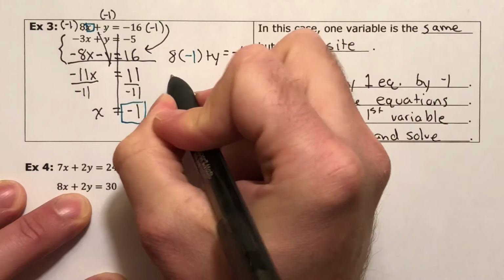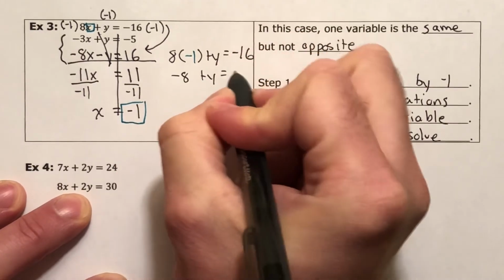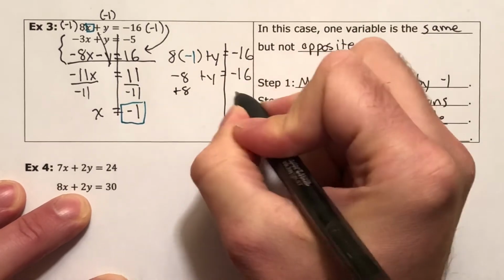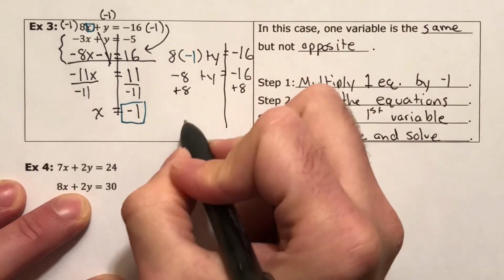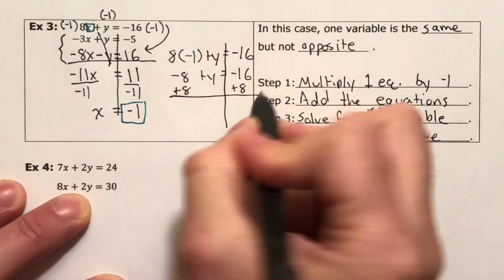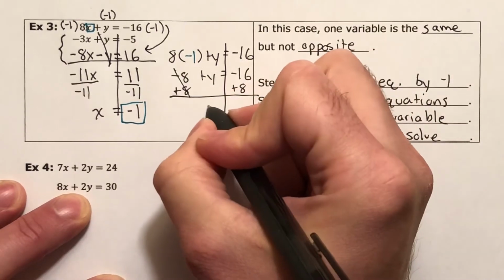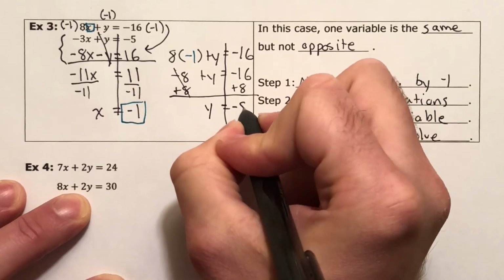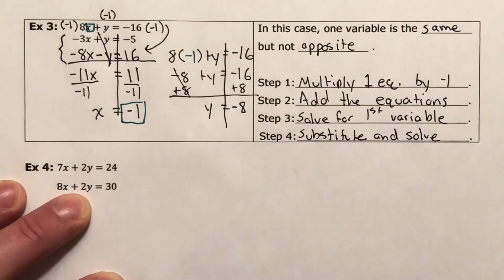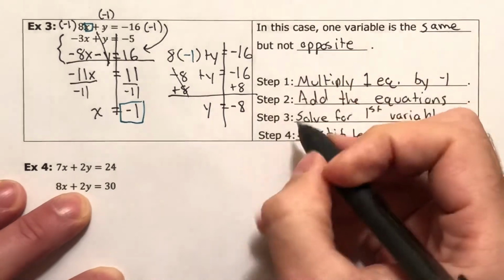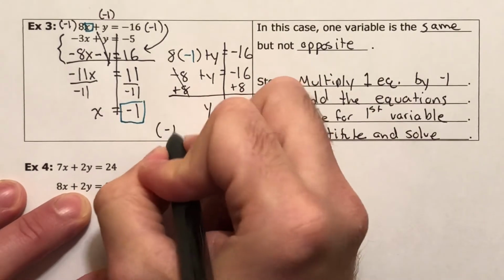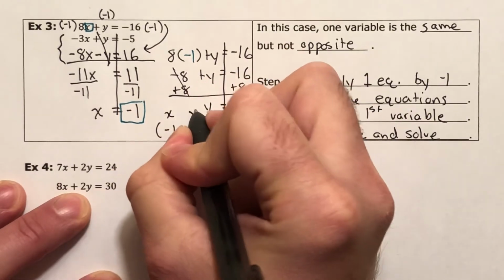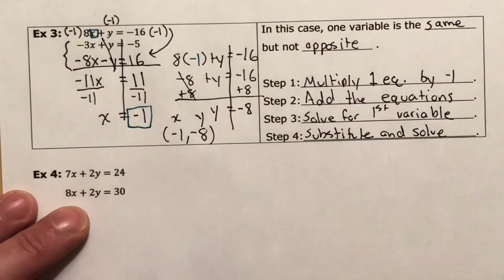So we'll multiply, that's negative 8. Add 8 to both sides. And we have y equals negative 8. So our last step, make sure you write the answer as an ordered pair. So you do x and then y. Don't forget the parentheses.